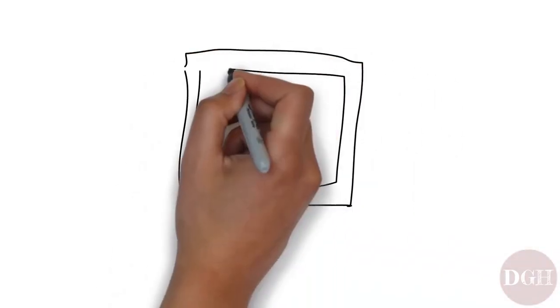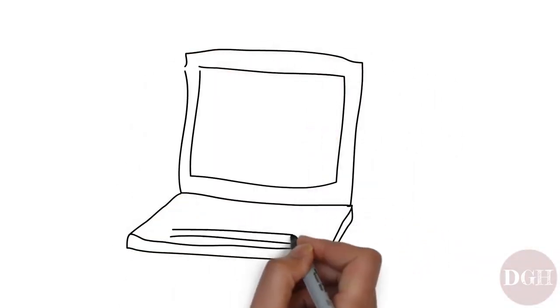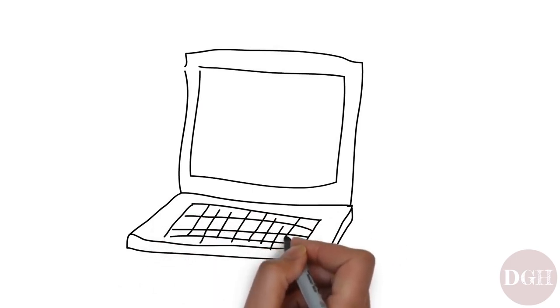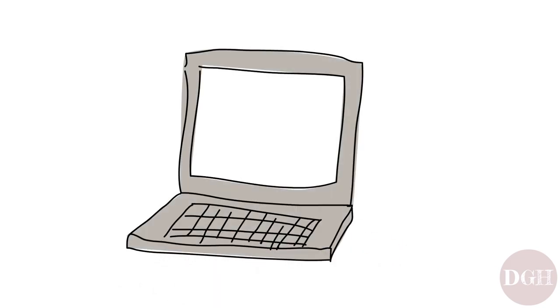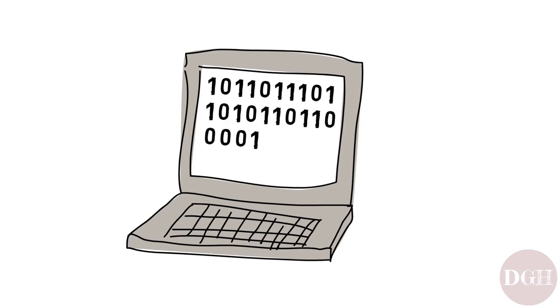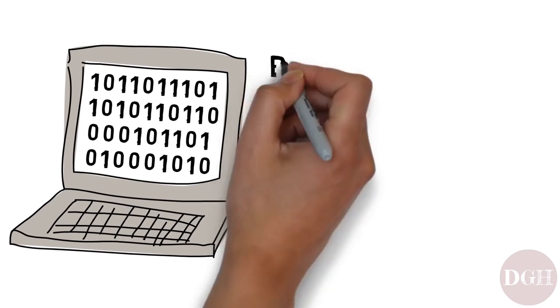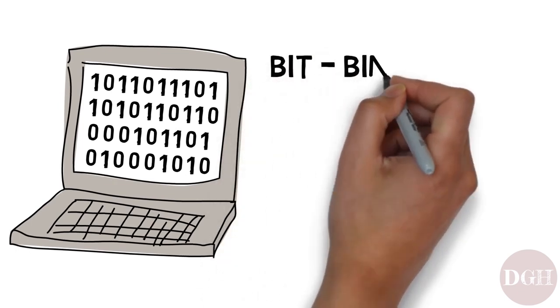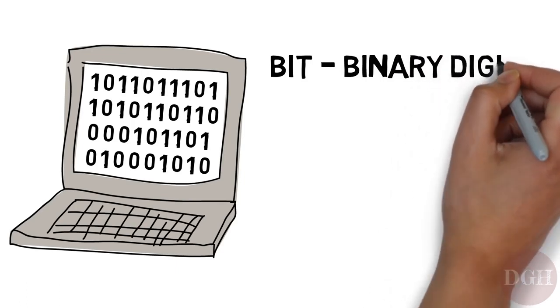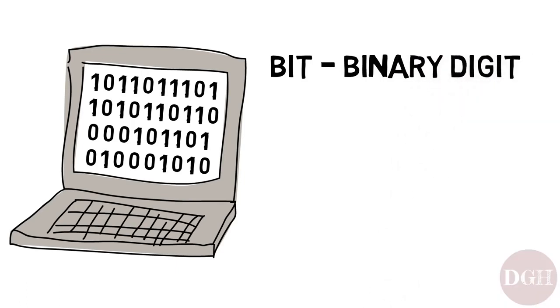Let's continue learning about how computers store data. As we learned earlier, computers use the binary system, which has only two numbers, 1 and 0. The word that's used to describe these binary digits, which can be either 1 or 0, is a bit. B-I-T. It's short for binary digit, and it's the smallest unit of data in a computer.